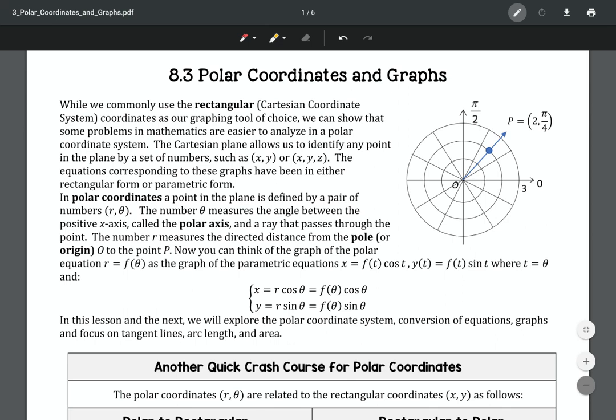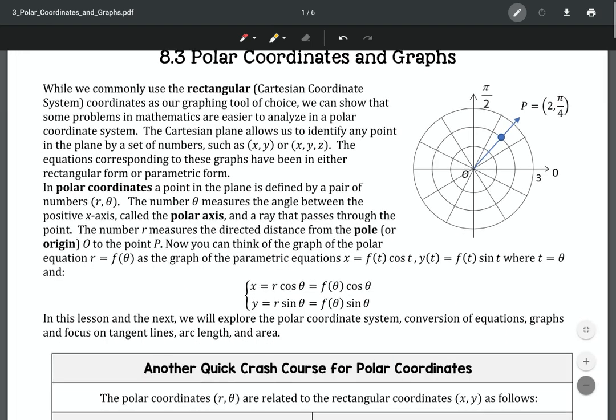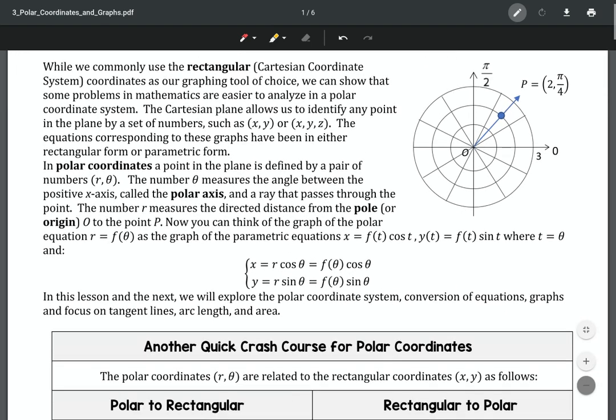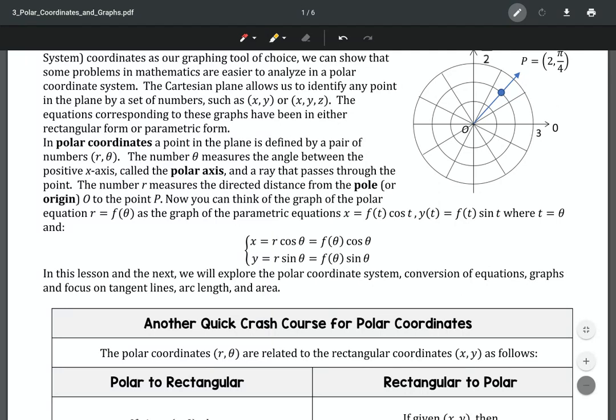All right, guys, so we're finally to polar coordinates and graphs. Now, a polar coordinate is very close to a Cartesian coordinate, but instead of having an x and y coordinate, we have an r and a theta, which means r stands for the length of the radius and theta is the angle, of course.